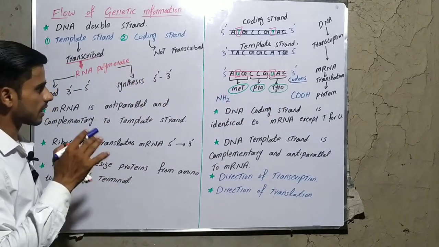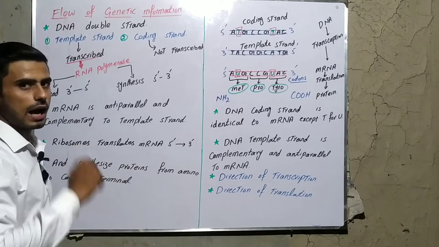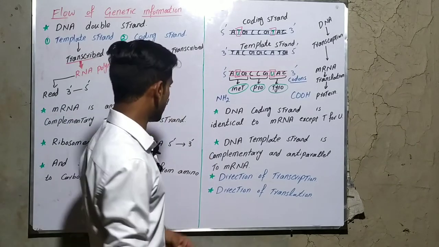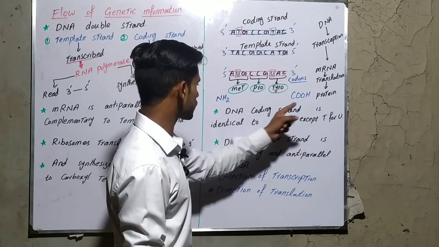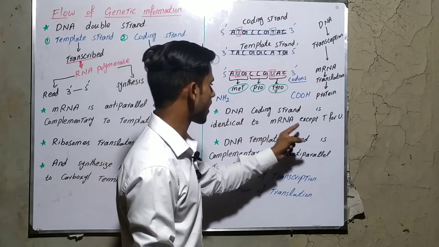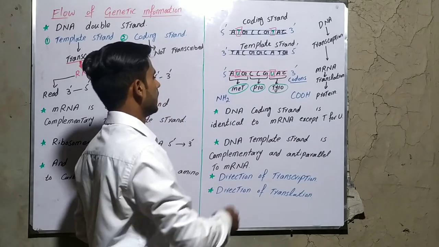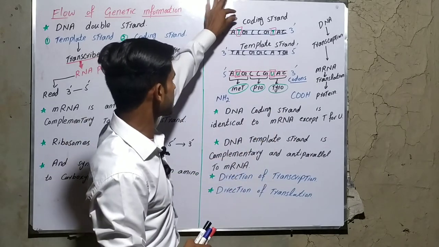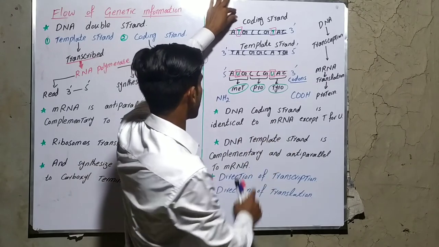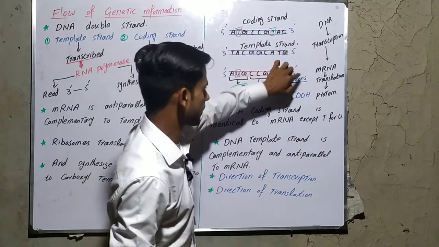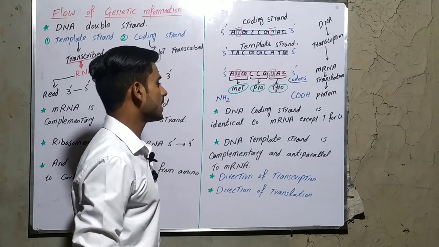So this is the concept behind that. But I would like to give two more things that are important. It says that the DNA coding strand is identical to messenger RNA except T for U, as we have explained in the previous slide. This is the coding strand, and it is identical to messenger RNA. As you can see, this is the 5' end, this is the 5' end, this is the 3' end, and this is the 3' end, meaning that they are identical to each other.